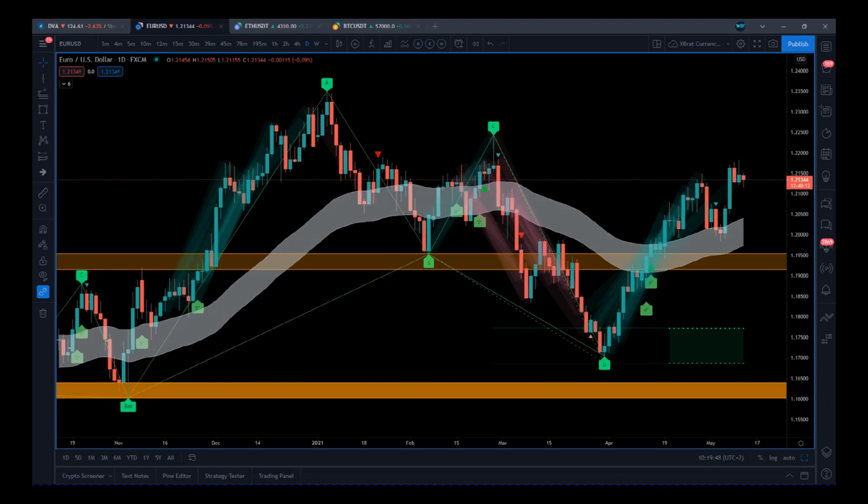Quick video on longer term plays on Forex. I'm going to use Euro US dollar, and I'm going to use the TradingView platform and the Motivewave platform to look at these, and really just concentrating on harmonics and then confirmations there using some of our indicators. So this is Euro US dollar on the daily time frame.